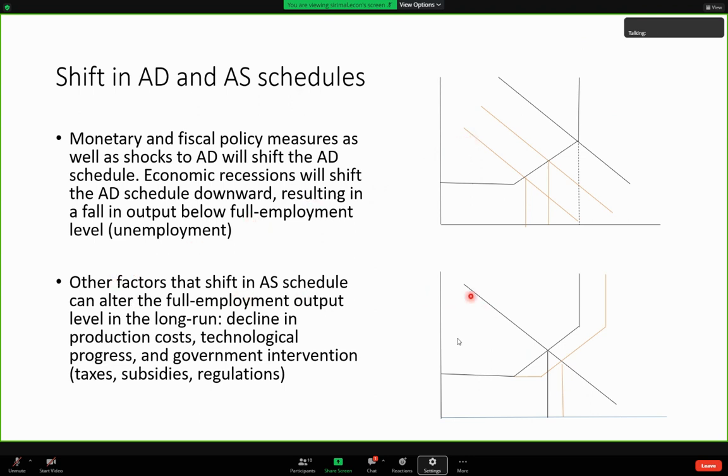And AS can also be shifted. You can see this AS line has moved to the right. A decline in production costs, technological progress, government intervention through reducing production taxes, providing production subsidies, liberalizing regulation can shift the supply schedule to the right. That means an increase in the capacity to produce.